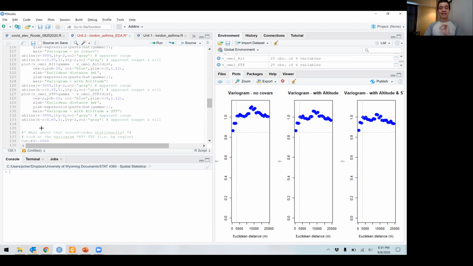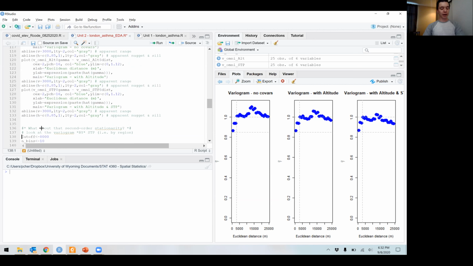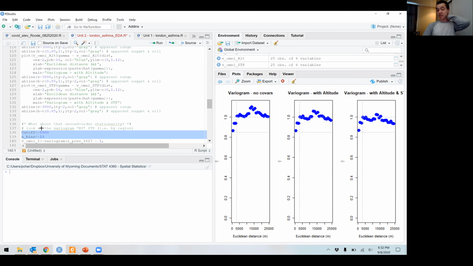We have enough data here that we can do something about it. And what I'm trying to do is actually compute a variogram by region. So I'm going to compute 5 different variograms, one in the Northeast, one in the North Central, Northwest, Southwest, etc. So there's a bit of code, of course. Notice that my cutoff has to be smaller because I'm no longer looking at the city as a whole, I'm looking at a sub-region of the city.